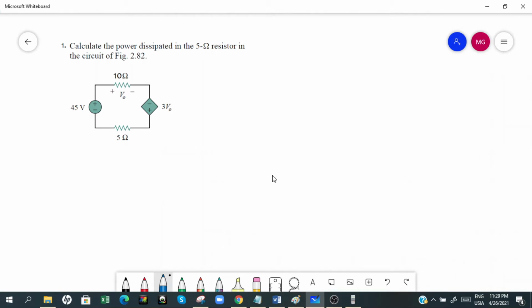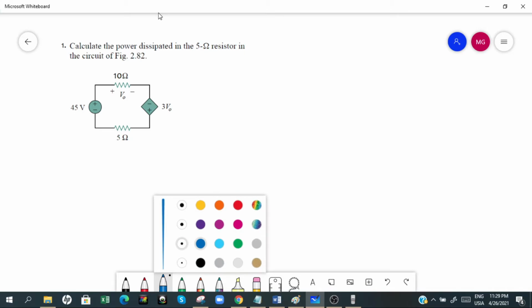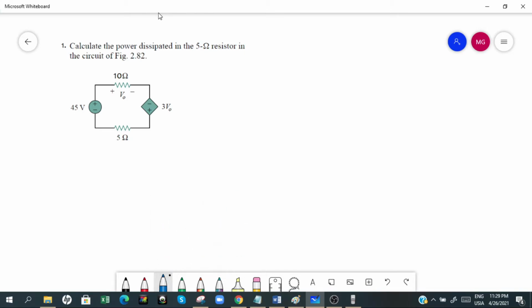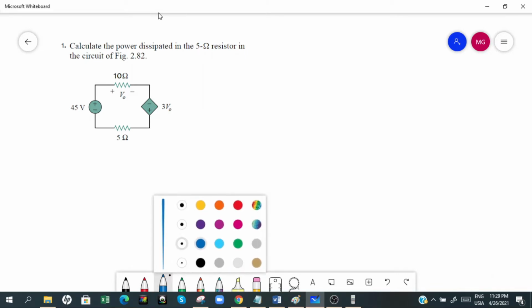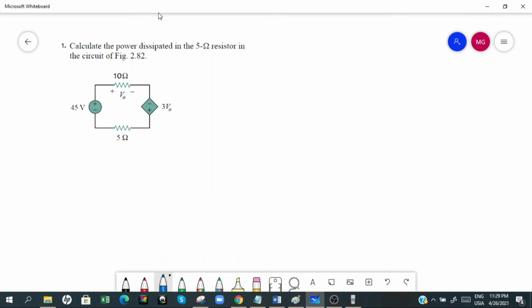Okay, so let's discuss the quiz that you had last April 28th. So we have here number one, the first one, which is a series circuit between an independent voltage source and a dependent voltage source, and we have two resistors. Now, since this is series, finding the power is easy.